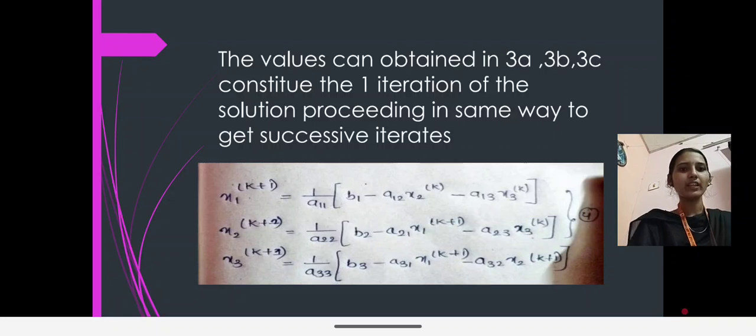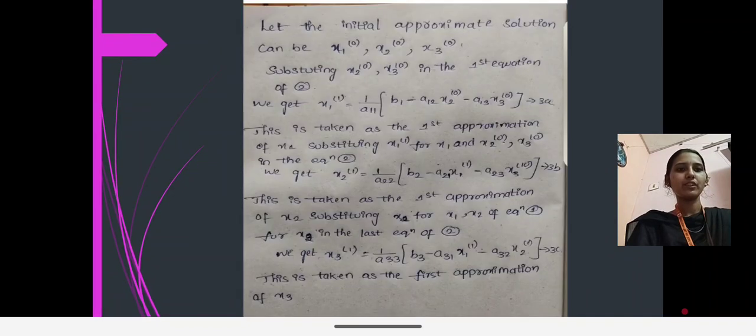x1^(k+1) = 1/a11 (b1 - a12x2^(k) - a13x3^(k)), x2^(k+1) = 1/a22 (b2 - a21x1^(k+1) - a23x3^(k)), x3^(k+1) = 1/a33 (b3 - a31x1^(k+1) - a32x2^(k+1)). Equation 4.